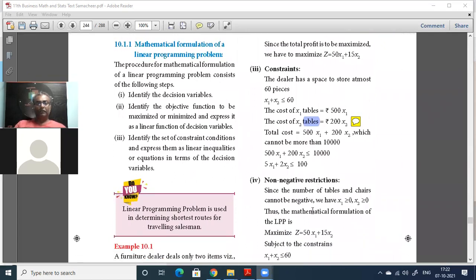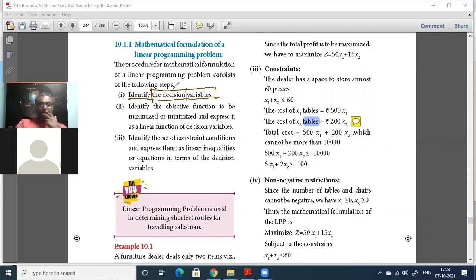Okay, first, how to mathematically formulate the linear programming problem. The procedure for mathematical formulation of a linear programming problem, LPP, consists of the following steps. Okay. First thing you have to do is identify the decision variables. First of all, you find out what are the quantities that you have to produce, or what are the quantities you don't have to produce, what they are asking you to do. That is the decision variables.